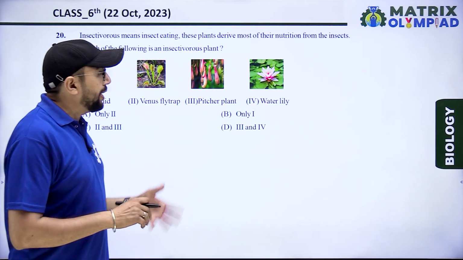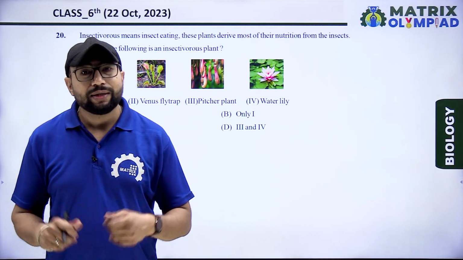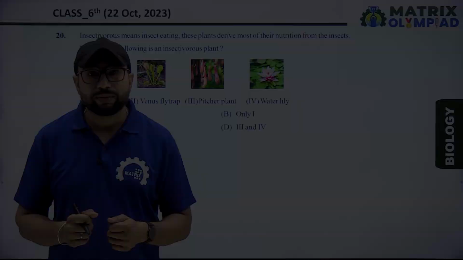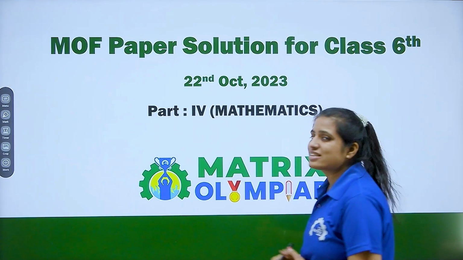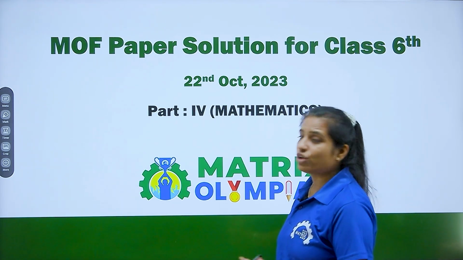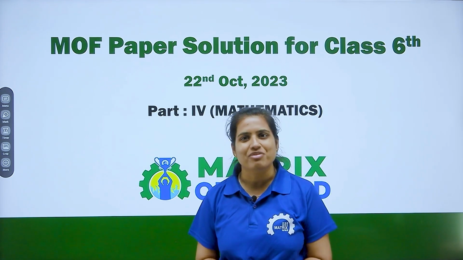So these are the biology solutions for class 6th. Thank you. In the discussion of the Matrix Olympiad paper for class 6th, I am here to discuss the solution of part 4th, that is of mathematics.